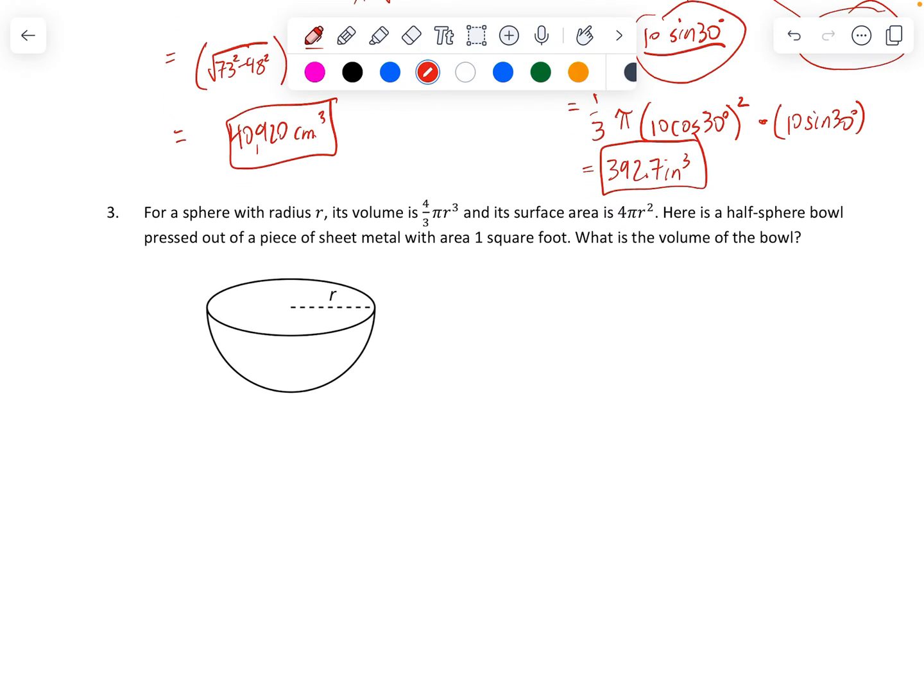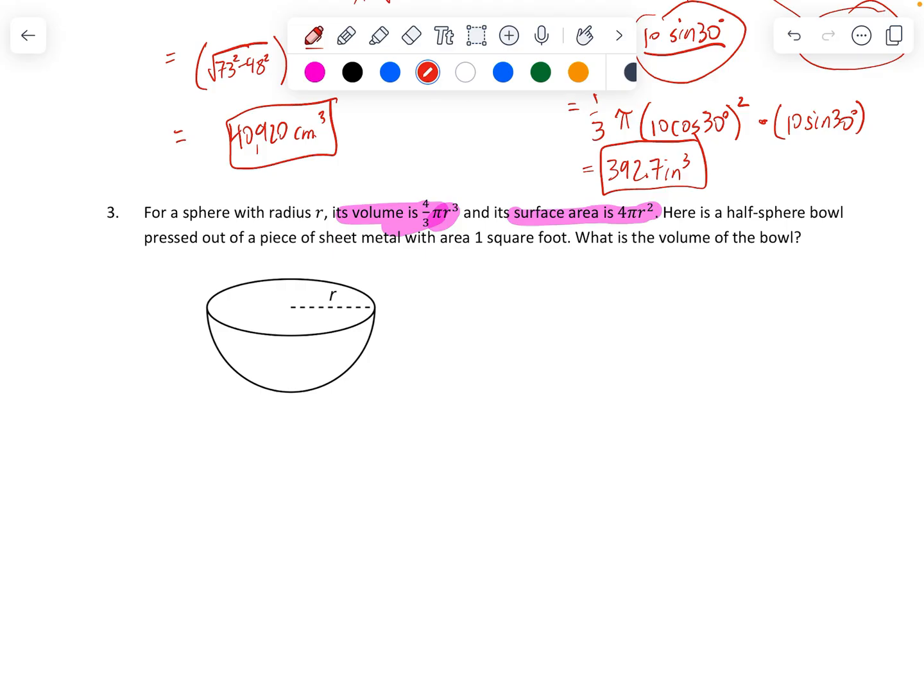Okay, last problem. For a sphere with radius r, its volume is 4 over 3 pi r cubed, and surface area is 4 pi r squared. So the formulas are given. You don't have to memorize these two. Okay, but they're given here. Here is the half sphere bowl pressed out of a piece of sheet metal with area 1 square foot. What is the volume of the bowl?